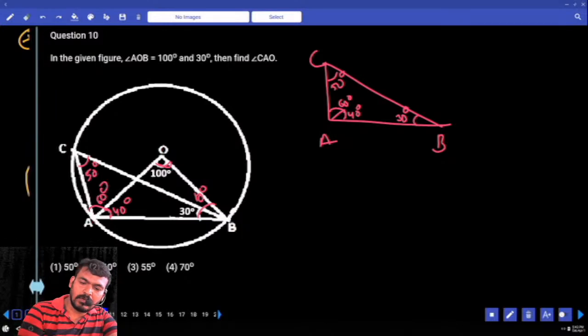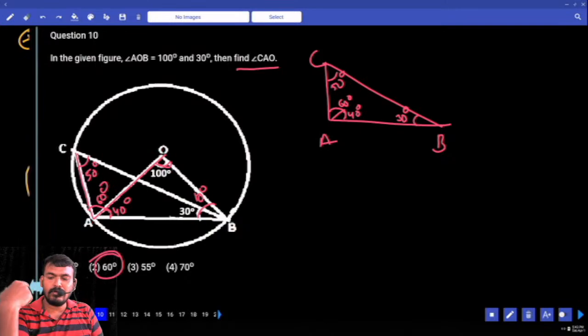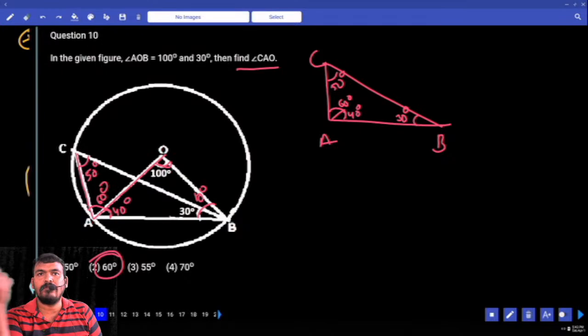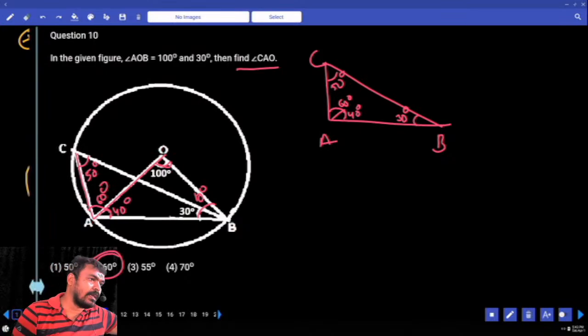Okay. What is the question here? Find angle CAO. What is the angle? 60 degrees, sir. We know the C value and we know the B value. 50 plus 30, 80 complete. Out of 180, 80 complete means remaining 100. That 100 will be angle A. In that one side already 40. Obviously another side 60. But we required which one? CAO, obviously A value 60.